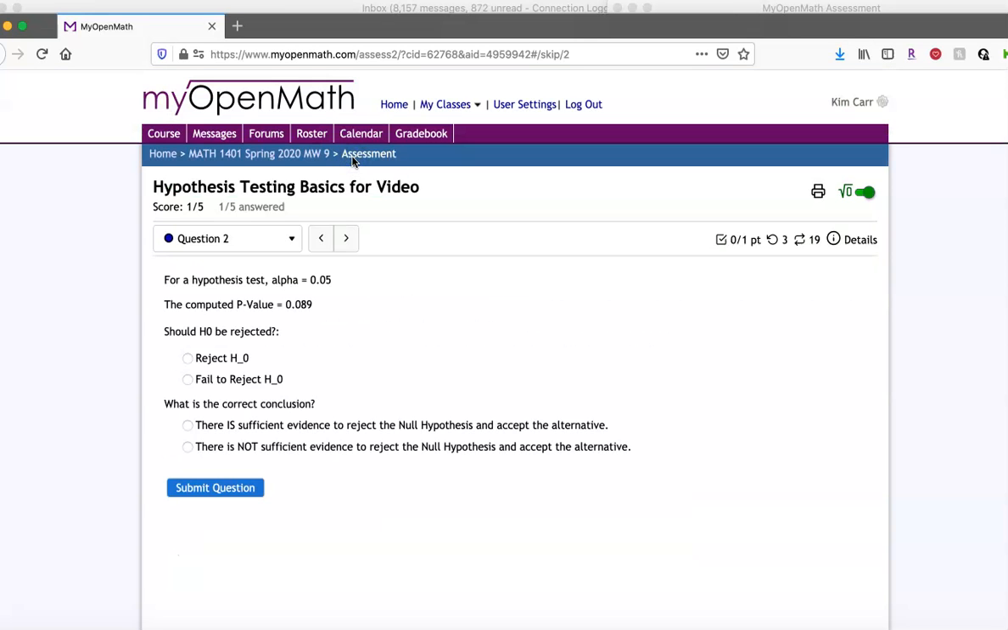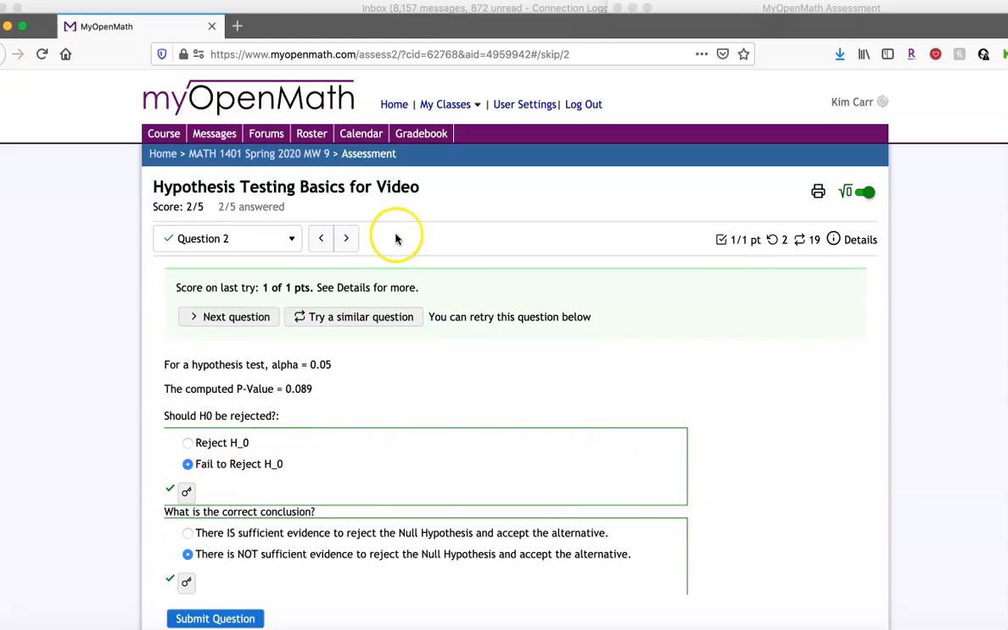Okay, for the hypothesis test, alpha is 0.05. That's your significance level. And your p-value is 0.089. If p is less than alpha, you reject. P here is greater than alpha, so you fail to reject. When you fail to reject, there is not sufficient evidence.